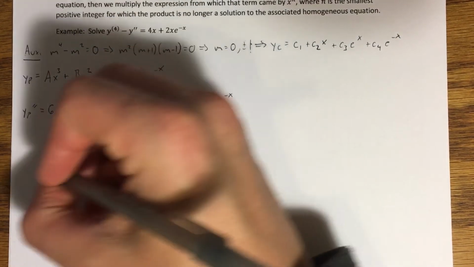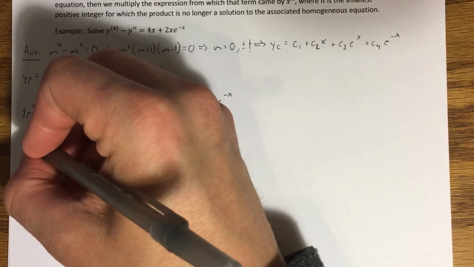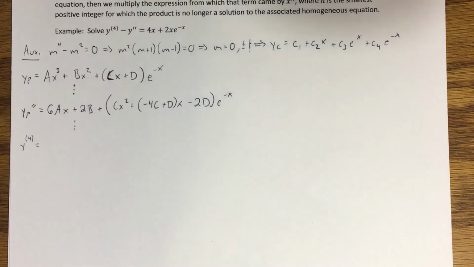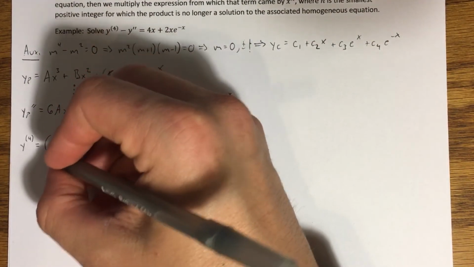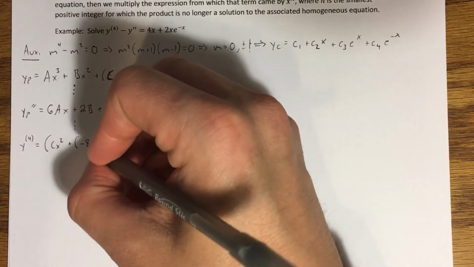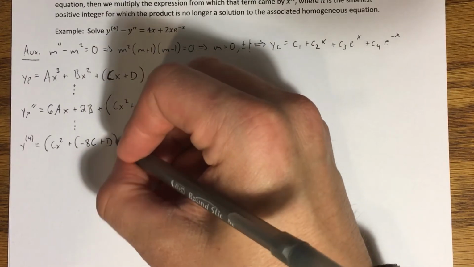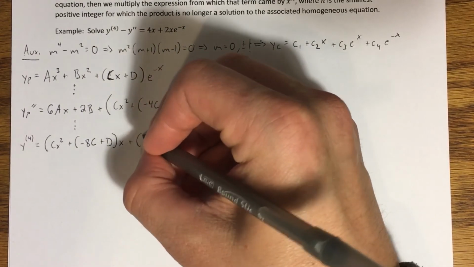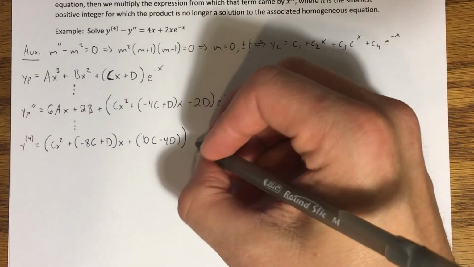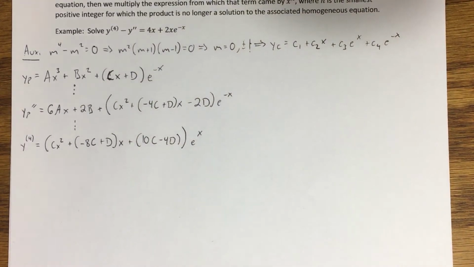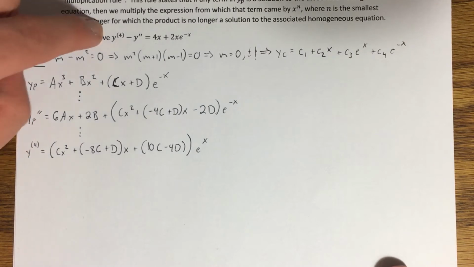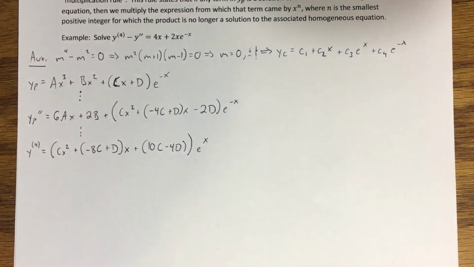So it's kind of messy. Let's go down a little further. Assume I found the third derivative already, because I did on my scratch work. Now we're down to the fourth derivative. The fourth derivative after simplifying looks like this: cx squared plus negative 8c plus d, x plus 10c minus 4d, e to the negative x. Okay? So with that, we have the second and fourth derivative that we needed. We can put those into our DE and then see about solving for those coefficients.